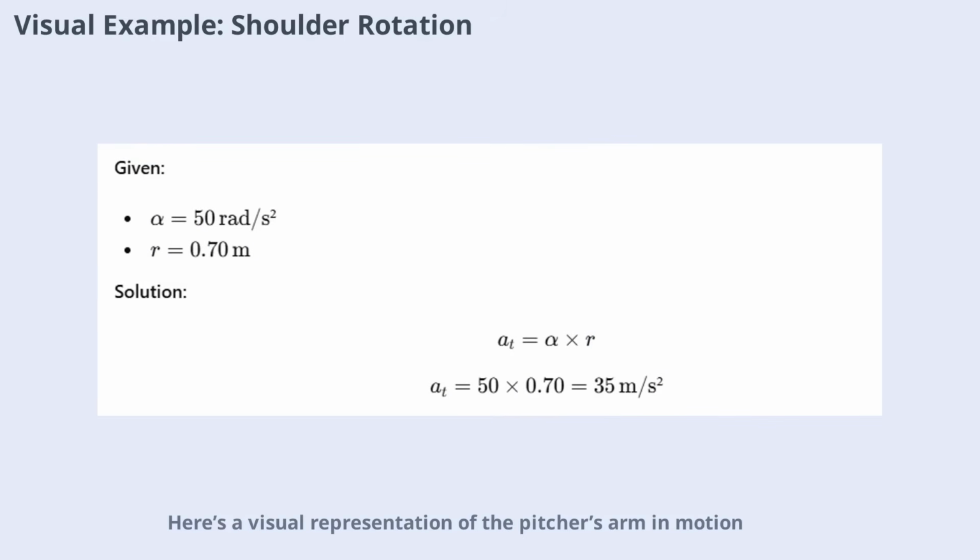Here's a visual representation of the pitcher's arm in motion. Notice how the hand traces a circular path around the shoulder joint.